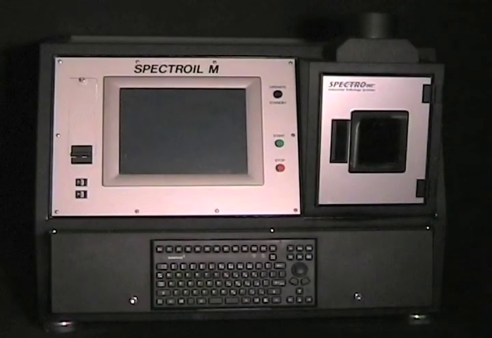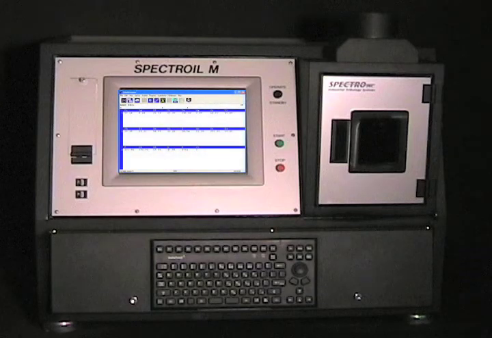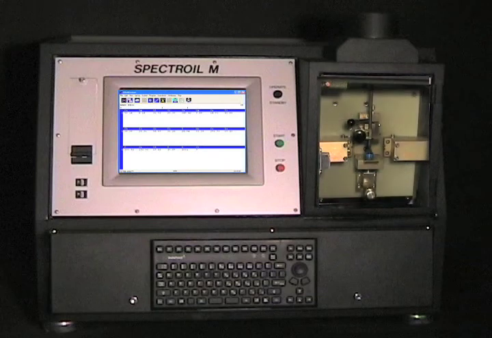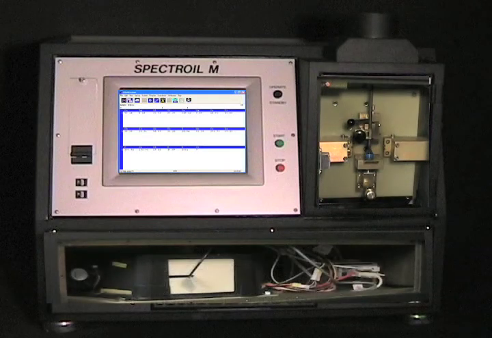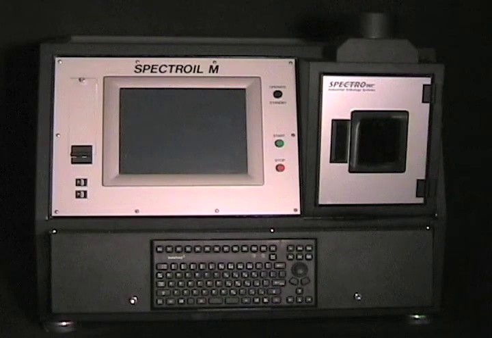The Spectroil M is the center of a predictive maintenance program. The resulting data, when compared to previous analysis and allowable limits, may indicate a sound mechanism showing only normal wear, or it may point out a potentially serious problem in its early stages. With this advance warning, steps may be taken to correct the situation before serious damage or injury occurs.